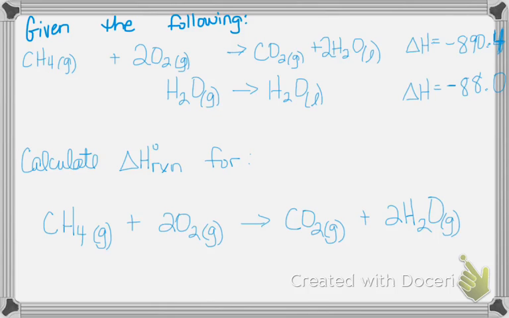What's the one little difference? Exactly. The first one, I'm producing water liquid. This one that I want, what happens if I produce water vapor? So it's not going to have the same delta H.